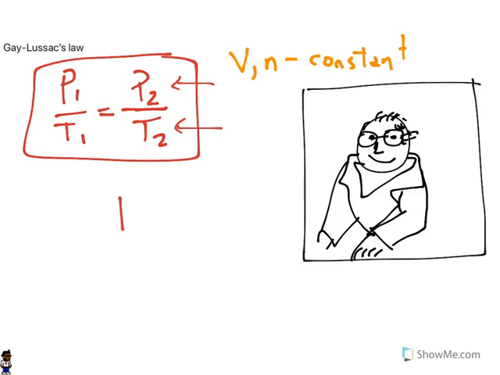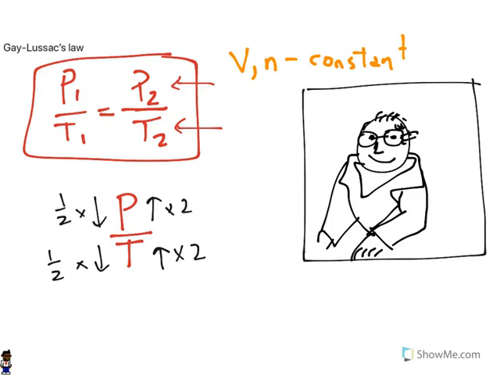So anytime you see fractions like this, it means there's a direct proportionality between the variables. So what this means is if one of these goes up, like temperature, pressure goes up. If one of these goes down, the other one goes down. And by the same factor, if we double the temperature, we double the pressure. If we cut the temperature in half, we're going to cut the pressure in half. That's how it works. So now let's look at solving a problem using Gay-Lussac's law.